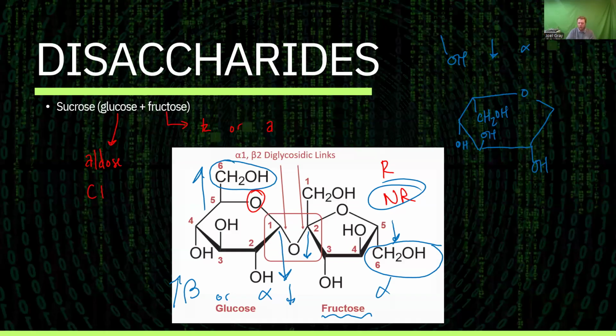Okay, could everyone give me an A in the chat if they see that that is glucose? Now, I have not designated this as an alpha or a beta. What I need to do is recognize that most of the time, whenever somebody draws glucose, they've got carbon number 6 popping out up above the ring. Since this is inside the ring, that's a good indication that I need to critically think about where my hydroxide group is on my anomeric carbon.